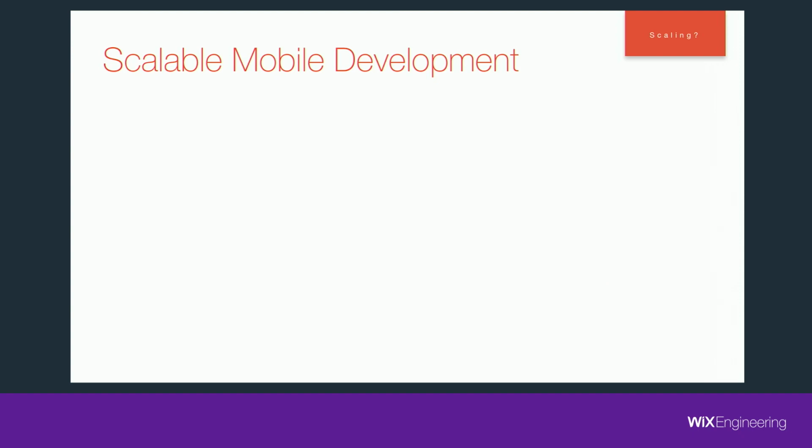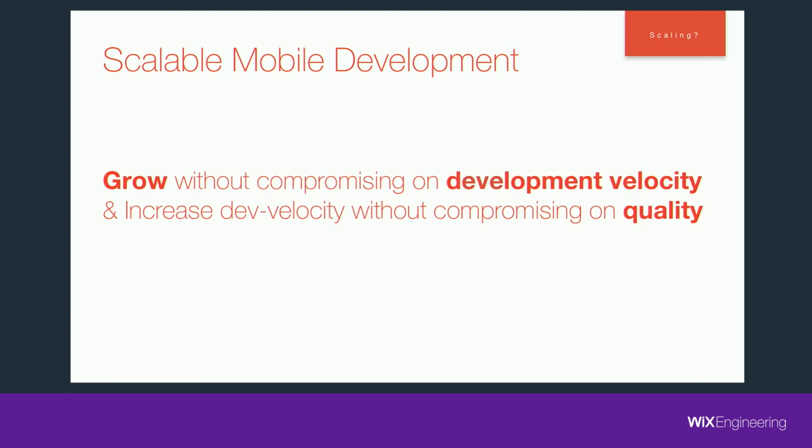So let's start. Let's try to define what is a scalable mobile application. I summarized this in one sentence. It's the ability to grow without compromising on the development velocity, and also being able to increase development velocity without compromising on the quality of the application. Let's try to understand the meaning behind the words in bold.